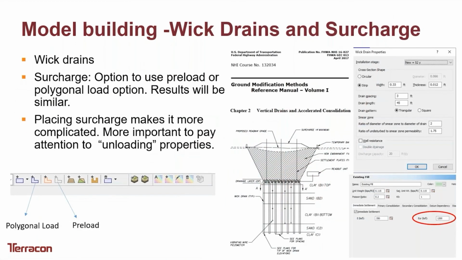The wick drains, I'm not going to talk too much about that. There's an excellent manual from FHWA that gives great information on this. That's the Ground Modification Methods Reference Manual, and chapter 2 is Vertical Drains and Accelerated Consolidation. It's an excellent manual. The parameters that I'm showing here are the estimates, or recommendations, from that manual that I use for the wick drains.